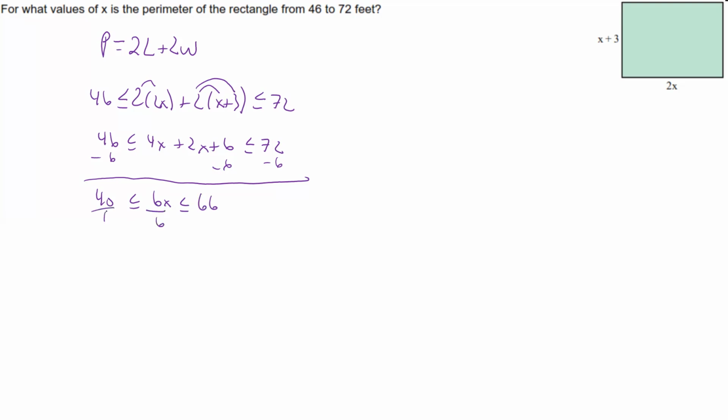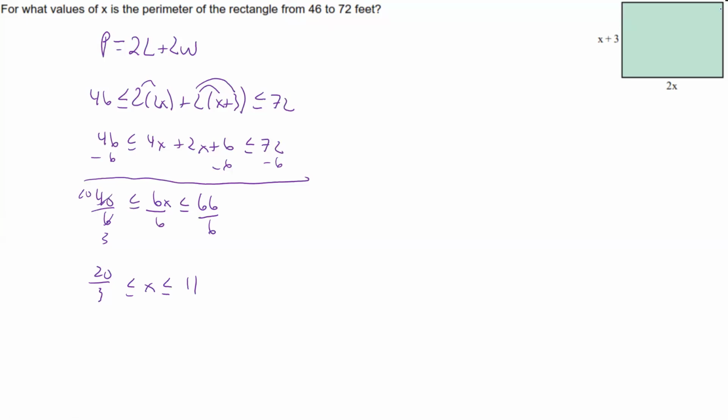Divide by 6, and this will reduce to 20 over 3. So 20 over 3 less than or equal to x less than or equal to 11. So what values of x make the perimeter between 46 and 72 feet? It's between 20 thirds and 11. So that's the values of x we need.